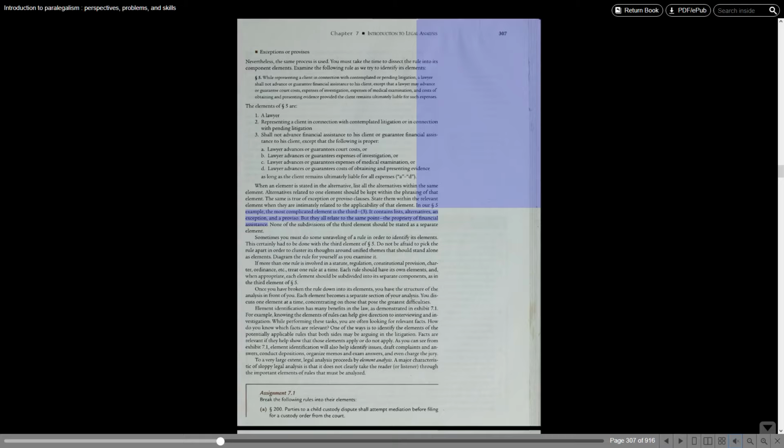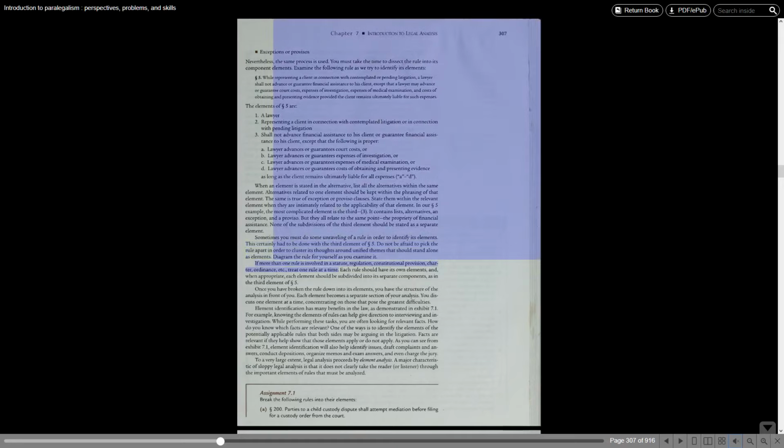But they all relate to the same point, the propriety of financial assistance. None of the subdivisions of the third element should be stated as a separate element. Sometimes you must do some unraveling of a rule in order to identify its elements. This certainly had to be done with the third element of 5. Do not be afraid to pick the rule apart in order to cluster its thoughts around unified themes that should stand alone as elements. Diagram the rule for yourself as you examine it.